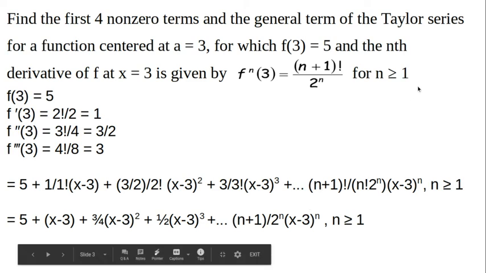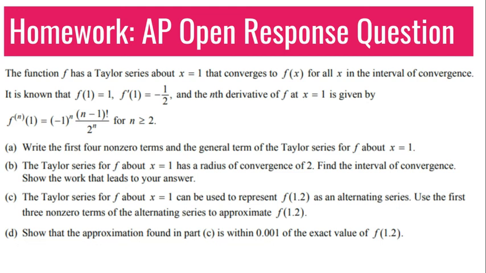I'm going to put up here. So you can access this, you can screenshot it if you want, but this is the open response question that we're going to do. So they're giving you a Taylor series, or they're telling you a function has a Taylor series about x equals 1 that converges over some interval of convergence. They give you the value of f of 1, the value of f prime of 1, and then they're giving you a rule to find the nth derivative at 1 for n values greater than or equal to 2, all right, because they gave you f of 1 and f prime of 1. Okay, so now you're going to use that to answer parts A, B, C, and D. And this kind of does a combination of topics that we've done so far.